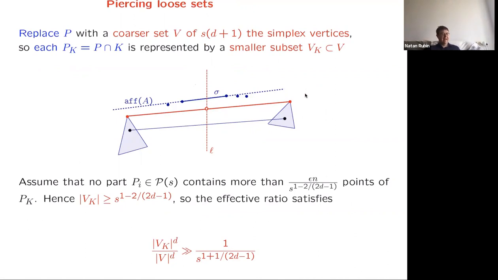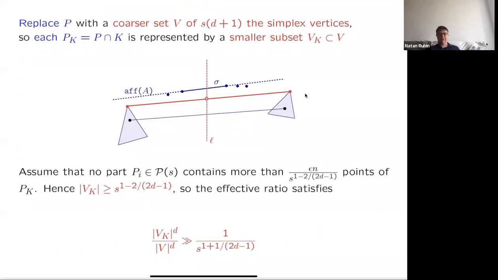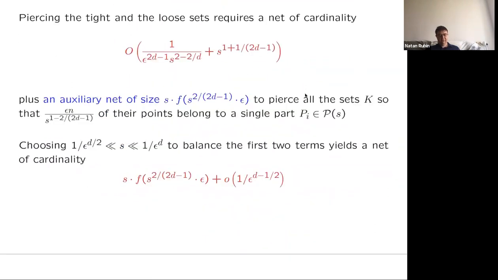Finally, if our sets are loose, so they don't behave like hyperplanes, we can replace the points of our convex sets by the vertices of the surrounding simplices. So we have a much coarser set of points, a smaller set of simplices that they determine, and altogether this again amounts to a much better ratio in our one-dimensional reduction. And finally, we combine the two bounds, the two constructions for the tight sets and for the loose sets, and we choose the best possible partitioning parameter to interpolate between the two bounds and to obtain the best available recurrence.